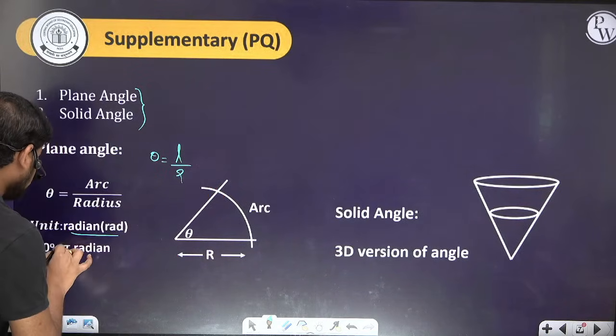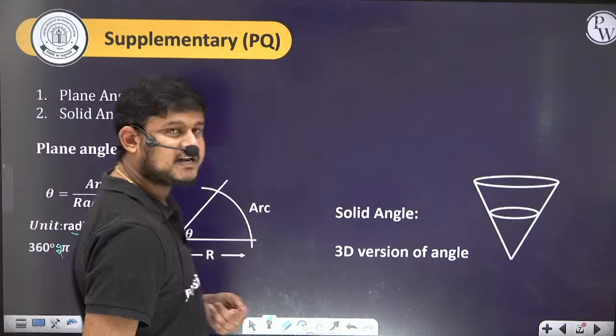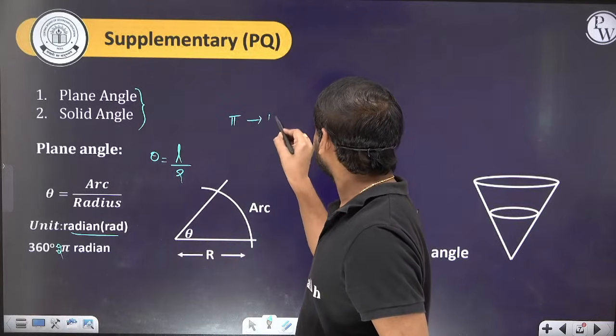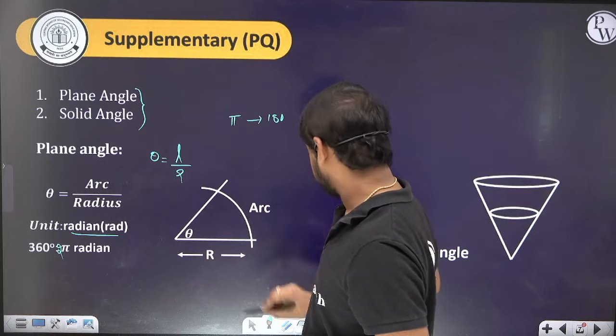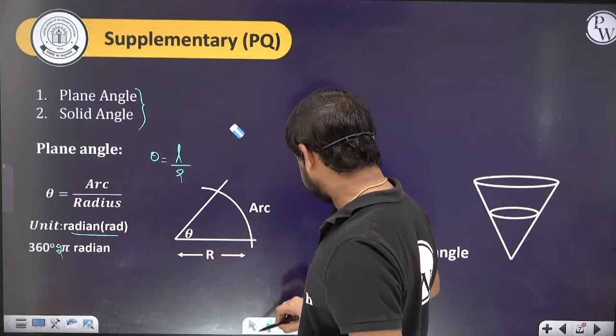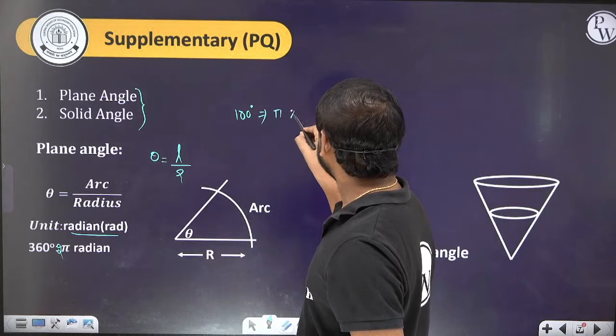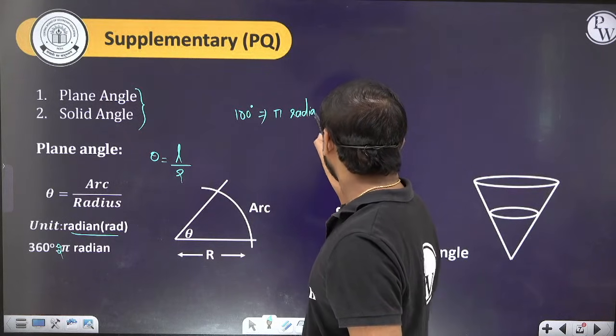Whereas here 360 degrees is equal to 2 pi radian, we know that. Sorry, 180 degrees is nothing but pi radian. 180 degrees is pi radian. These basics you already know, right?